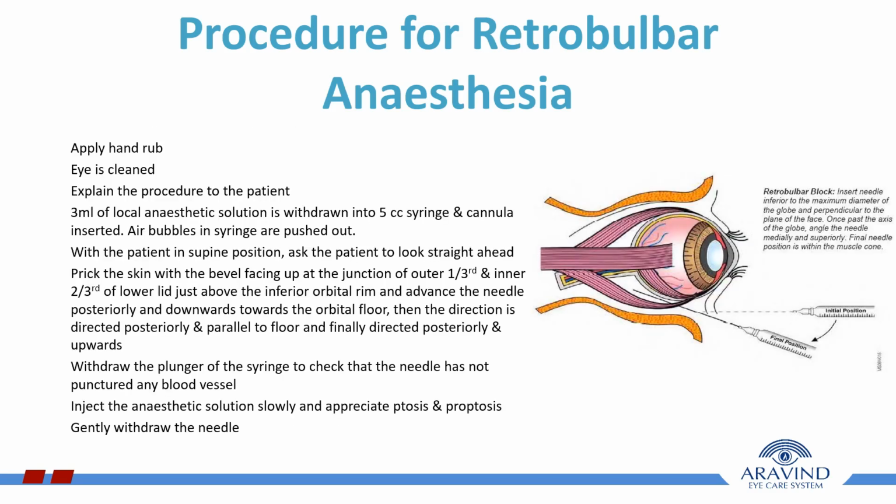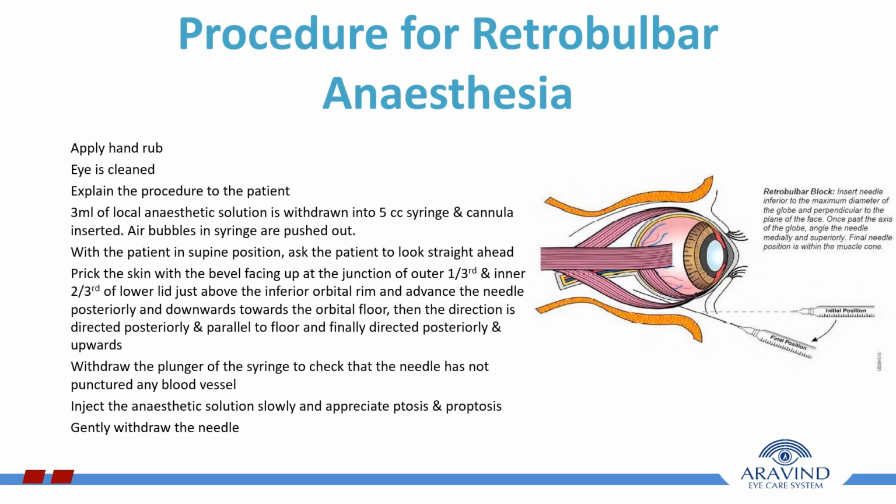Procedure for retrobulbar anesthesia. Apply hand rub, eye is cleaned, explain the procedure to the patient. 3 ml of local anesthetic solution is withdrawn into the 5 cc syringe and the needle is attached. Air bubbles in the syringe are pushed out. With the patient in supine position, ask the patient to look straight ahead.